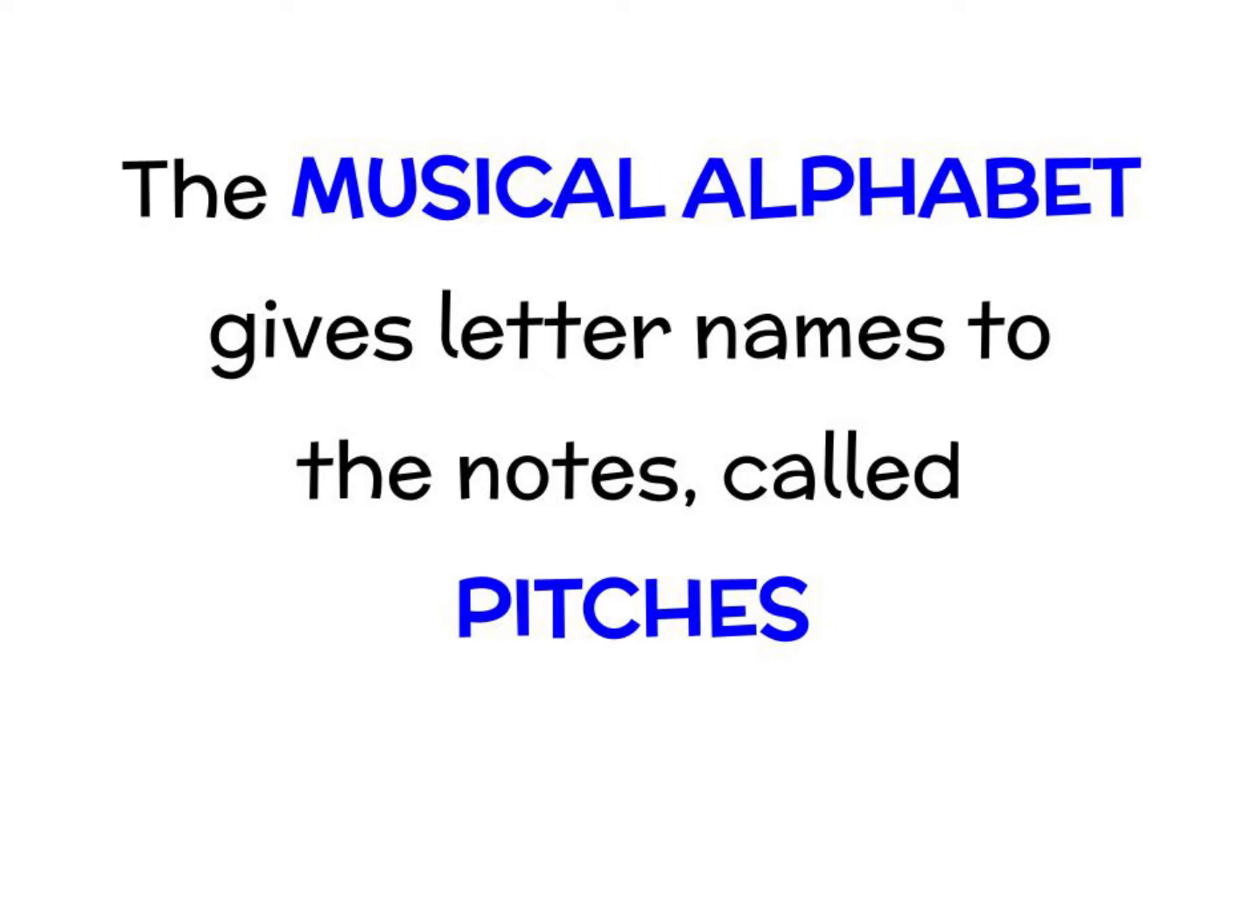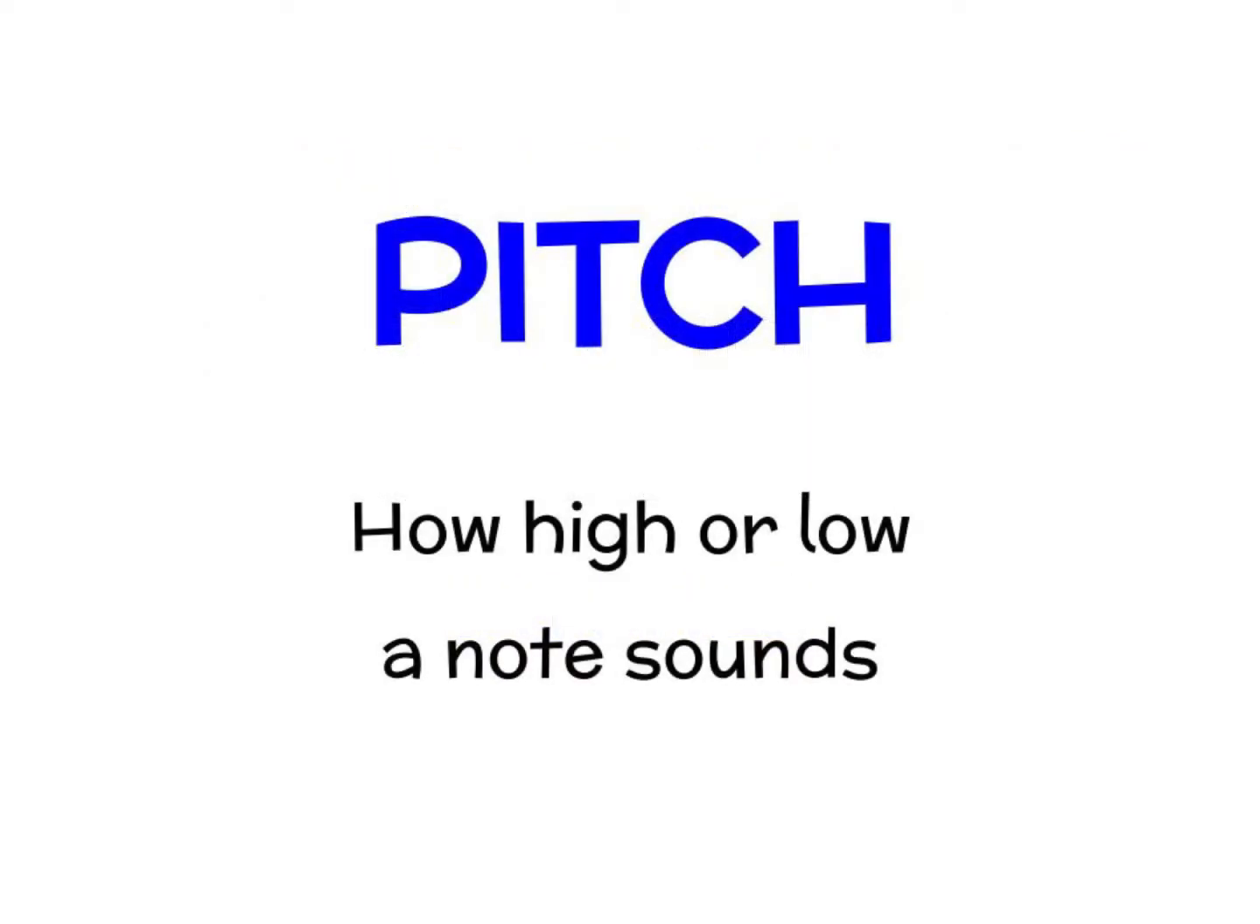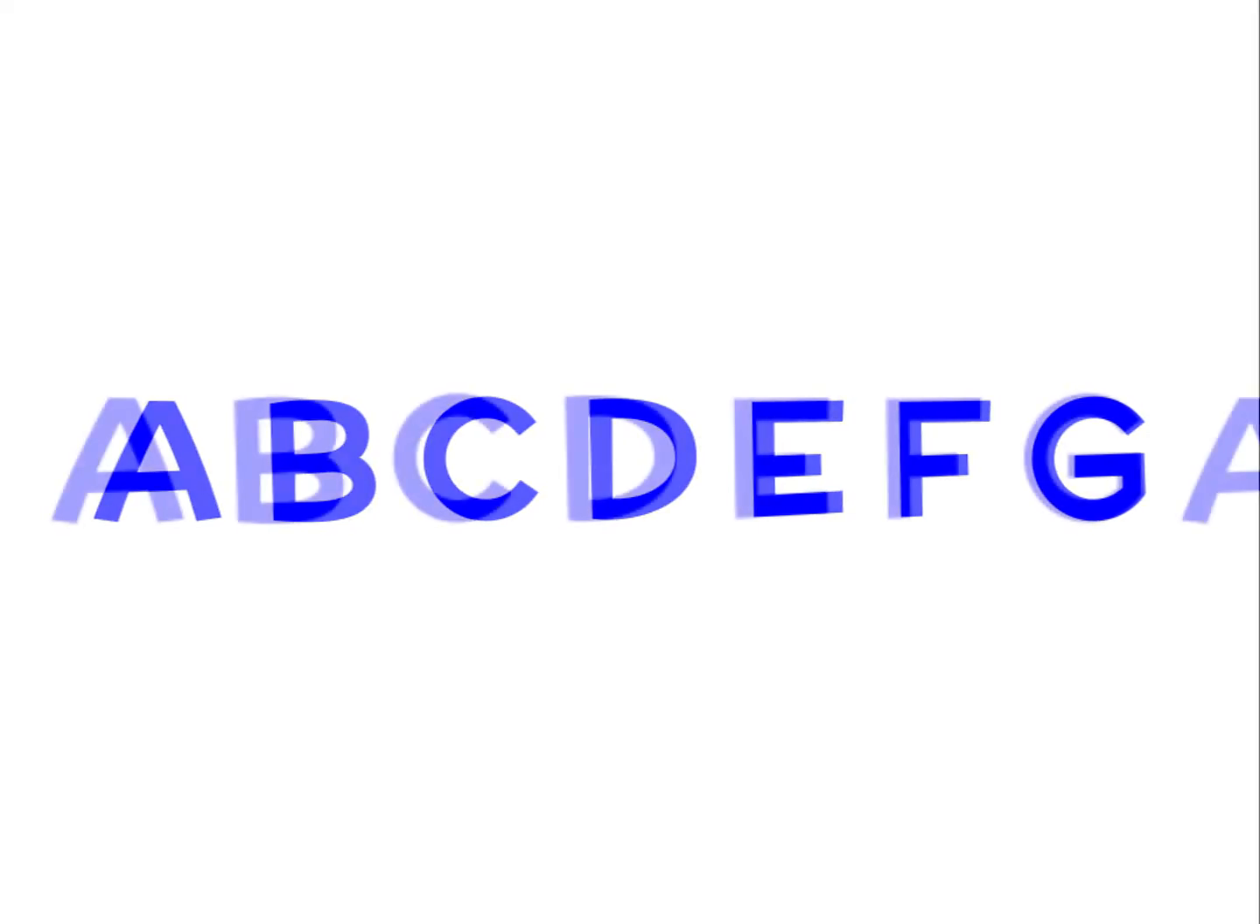The musical alphabet gives letter names to the notes, called pitches. When we're talking about pitch, we're talking about how high or low a note sounds. The musical alphabet includes the first 7 letters of the alphabet, A, B, C, D, E, F, and G. After G, the cycle of these letter names repeats itself, and the pitches keep on sounding higher and higher, A, B, C, D, E, F, G, and so on.